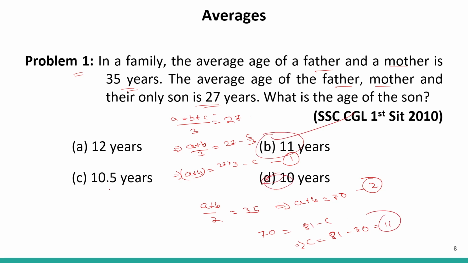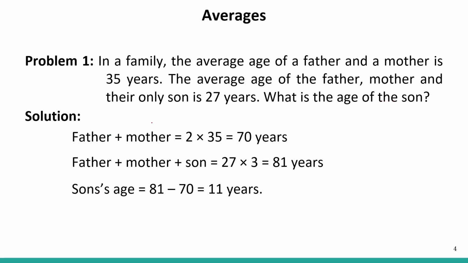So these are all wrong answers: 10.5, 12 and 10. The only correct answer is 11. This question has been asked in the SSC CGL first sitting of the 2010 paper. So let's go forward with the step-by-step solution.